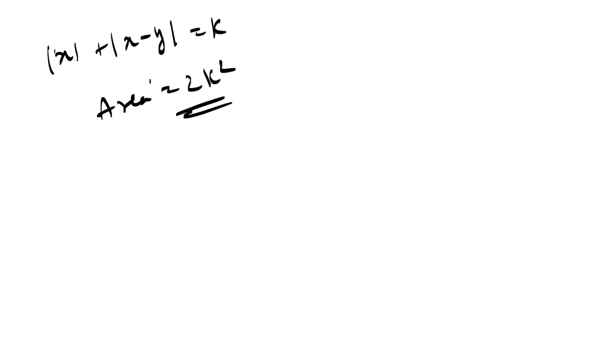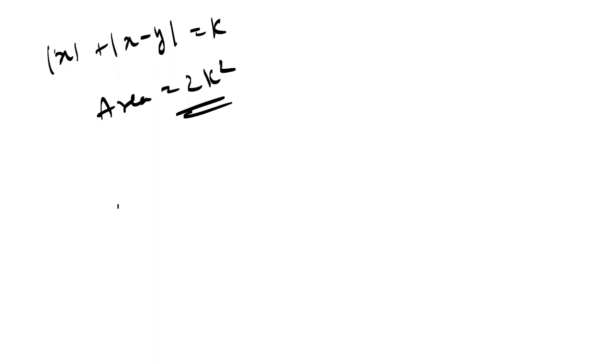Now the next case is where |x| + |x - y| will be equal to k. As we already discussed, even if you are adding or subtracting inside the modulus, the area remains the same. So the area will be equal to 2k square. The area won't get affected, right? The shape will just get shifted, but the area won't get affected.